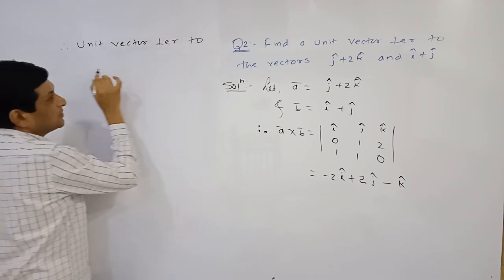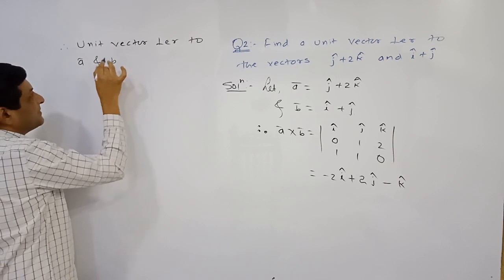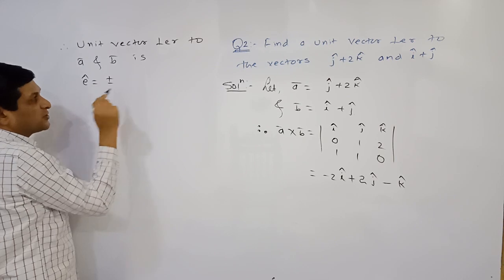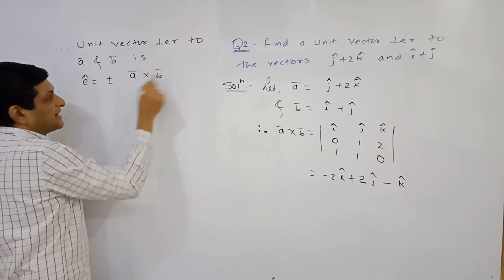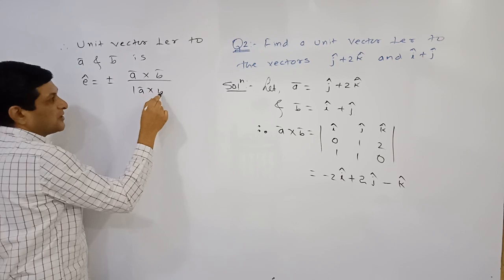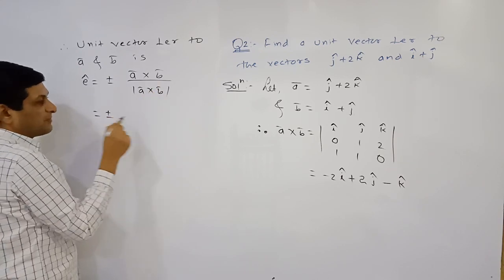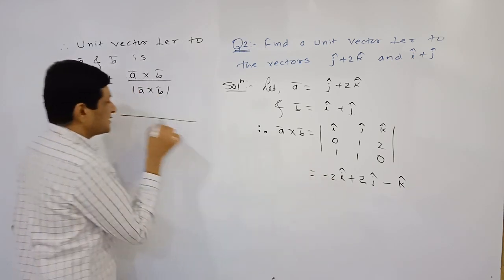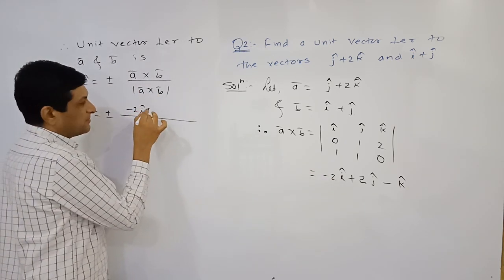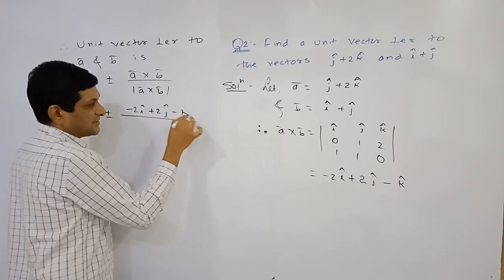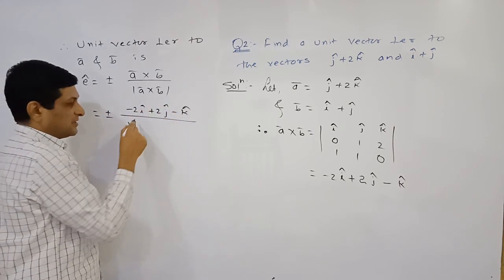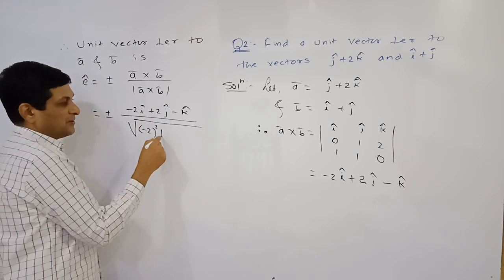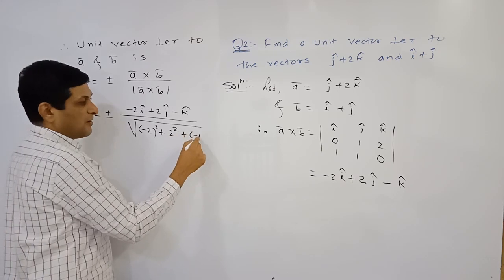So therefore the unit vector perpendicular to A bar and B bar, let us denote that unit vector by e cap, is equal to plus or minus A bar cross B bar divided by the magnitude of A bar cross B bar. So which is equal to plus or minus, keep it as it is, I am substituting the value of A bar cross B bar, where its value is minus 2i cap plus 2j cap minus k cap. And in the denominator, the magnitude of this vector. So here the magnitude is the square root of (minus 2) squared plus 2 squared plus (minus 1) squared.